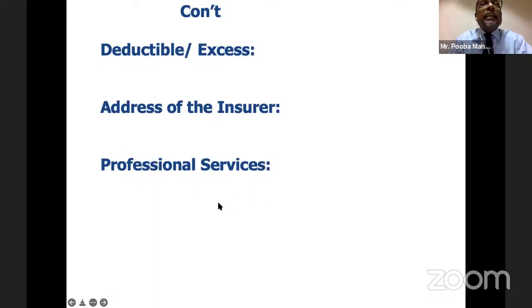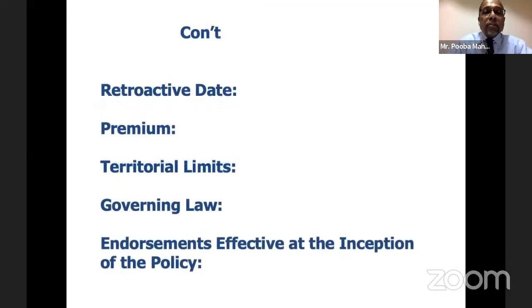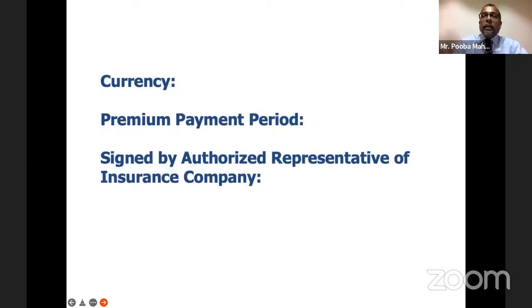Professional services, it will say structural engineering services for high-rise buildings and factories. So that's the professional services. Or you may be a geotechnical engineer providing ground treatment works in India and overseas. So where is your scope of services, whether it's India or overseas, you have to tell the underwriter. Remember, utmost good faith. You have to declare the truthful information. Retroactive date, I've already told you, premium, governing law. So these are things that will be mentioned in the schedule.